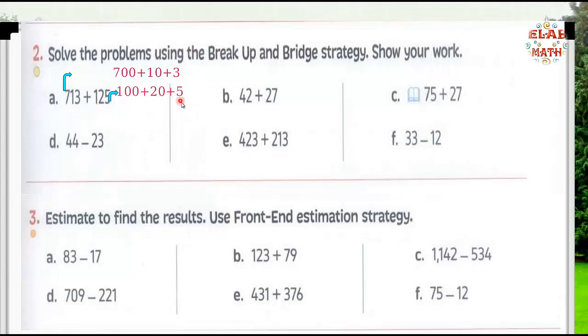Next step, take ones with ones, tens with tens, hundreds with hundreds, and make the addition because we want to find the sum. 3 plus 5 is 8. 1 plus 2 is 3. 7 plus 1 is 8. So the sum is 838.